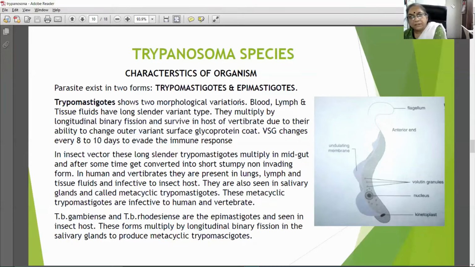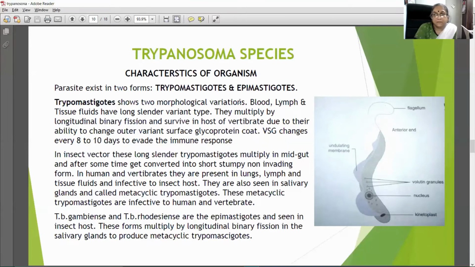This form survives in the vertebrates, and they are able to survive because of the ability to change the variant surface glycoprotein coat which is present on their cell wall. This variant surface glycoprotein changes every 8 to 10 days and evades the immune response.